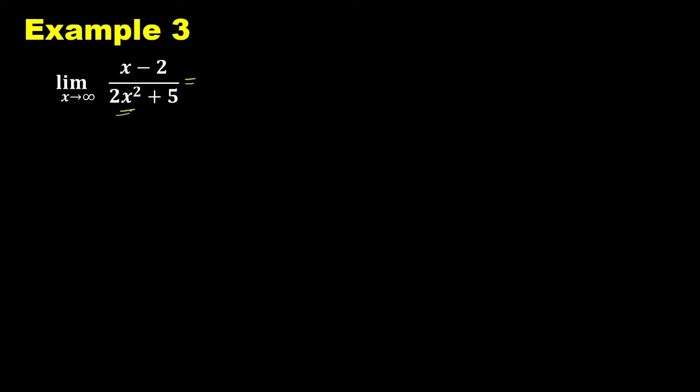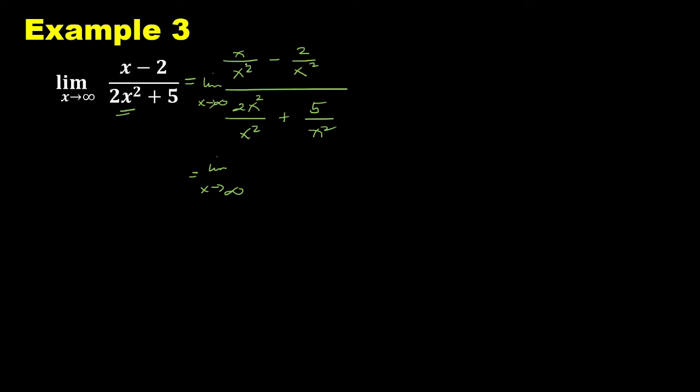So we're going to have x squared. So we will be having x over x squared minus 2 over x squared, over 2x squared over x squared plus 5 over x squared. Of course, do not forget to write the limit notation. And then simplifying, we have the limit as x approaches infinity. Simplifying, x over x squared is 1 over x, minus 2 over x squared, over 2x squared over x squared is 2, plus 5 over x squared.